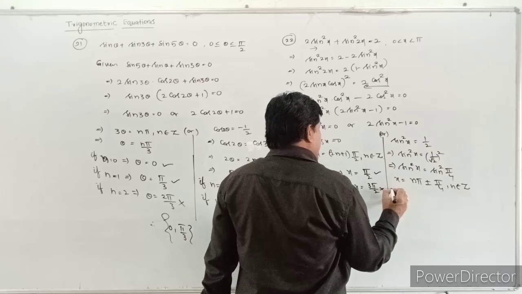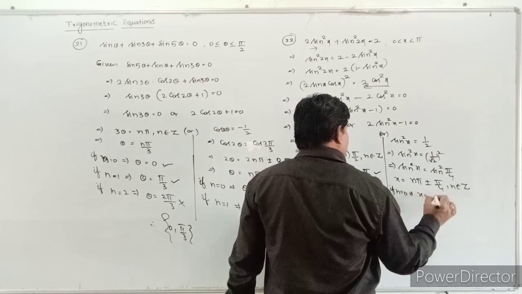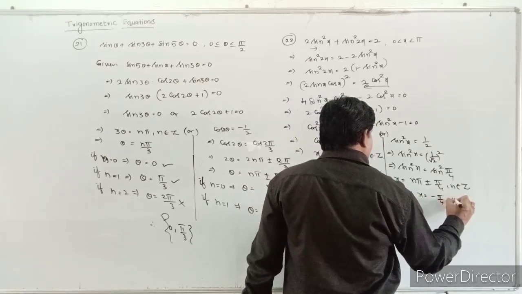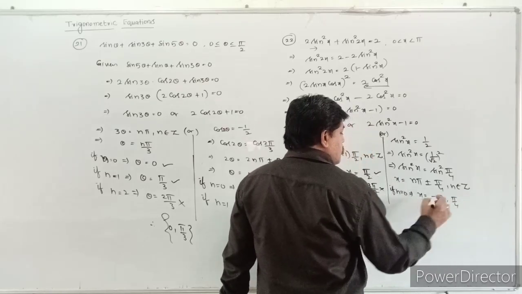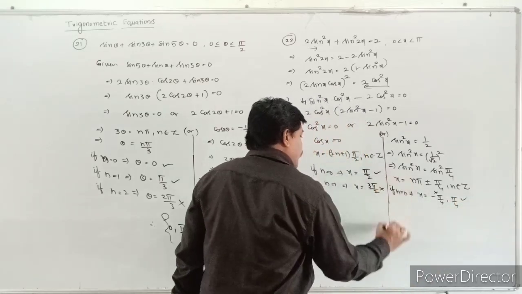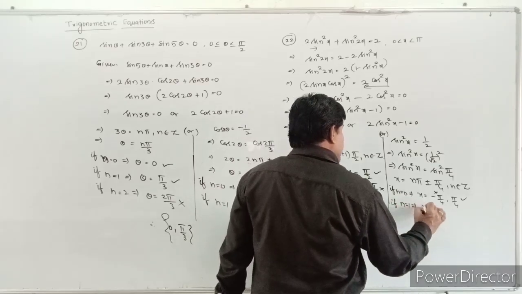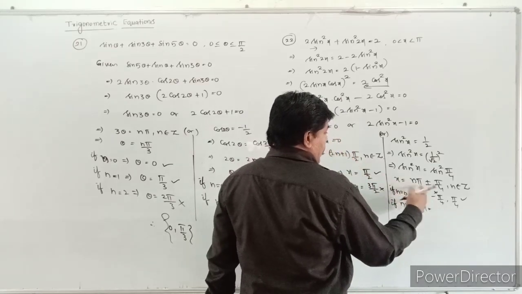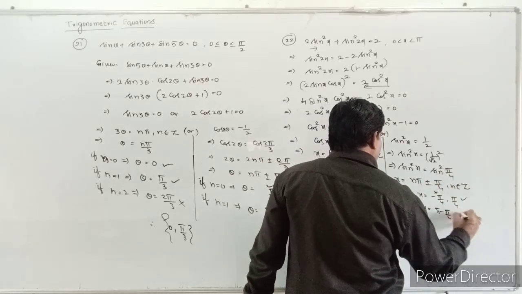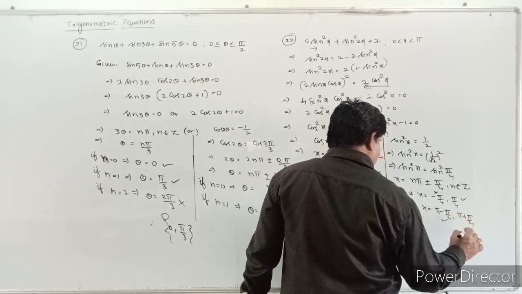So here also I will take the solutions. If n is equal to 0, what happens? x is equal to plus pi by 4 and minus pi by 4. So you will get two solutions for n is equal to 0, but minus pi by 4 is not there, but pi by 4 is there. Next, if n is equal to 1, what happens? Pi minus pi by 4, comma, pi plus pi by 4. So pi minus pi by 4 is 3 pi by 4. 3 pi by 4 is there.